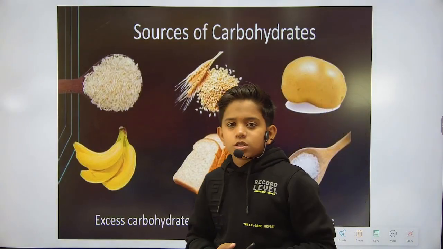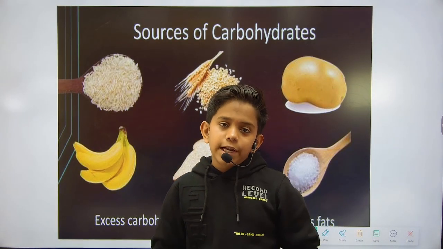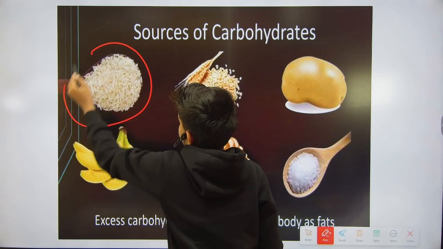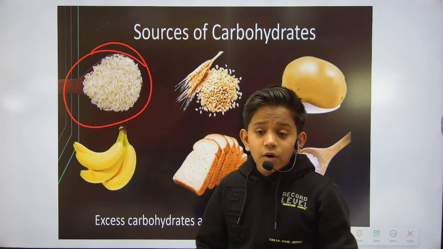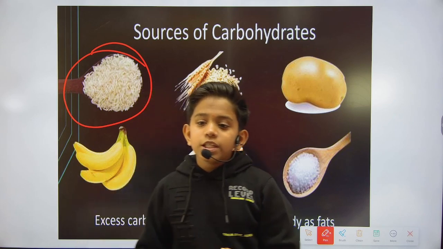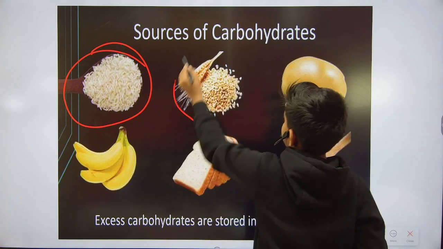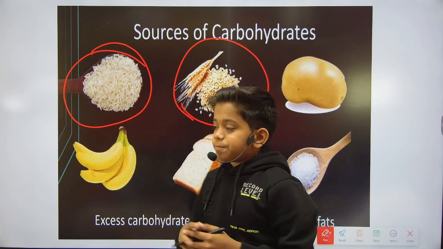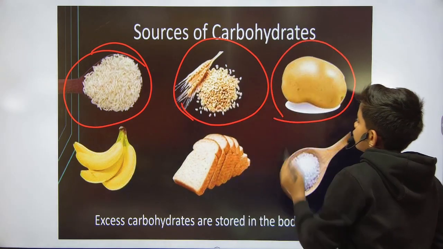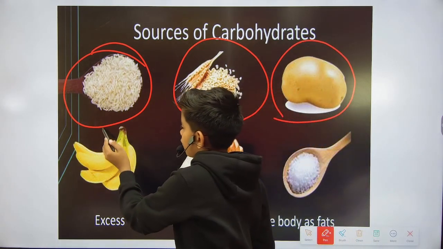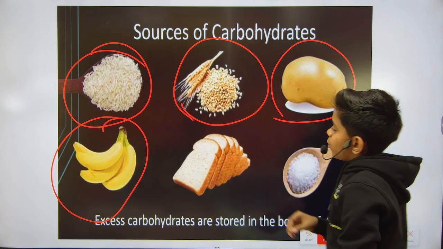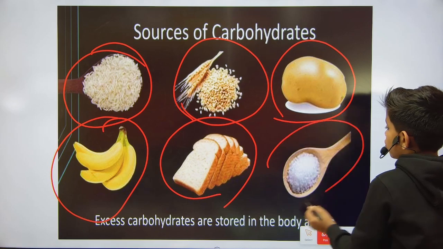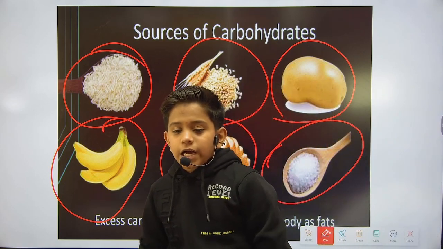Now, what are the sources of the carbohydrates? From which things do we get the carbohydrates? First, rice, means we eat biryani, rice, pulao, khichdi, etc. From this we get the carbohydrates. From the grains such as millet, wheat and pulses, we get carbohydrates. From potato we get starch. From banana also we get carbohydrate. Bread is also a very good source of carbohydrate. And sugar is also a very good source of carbohydrate.